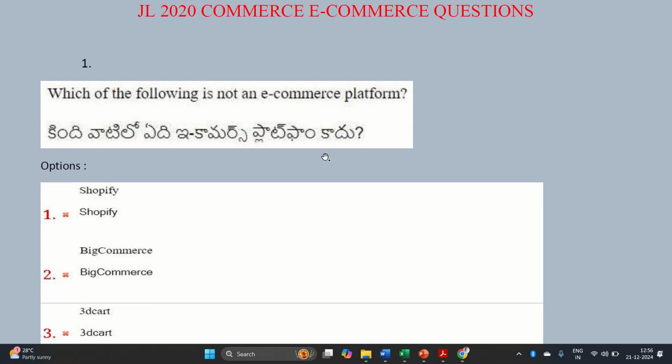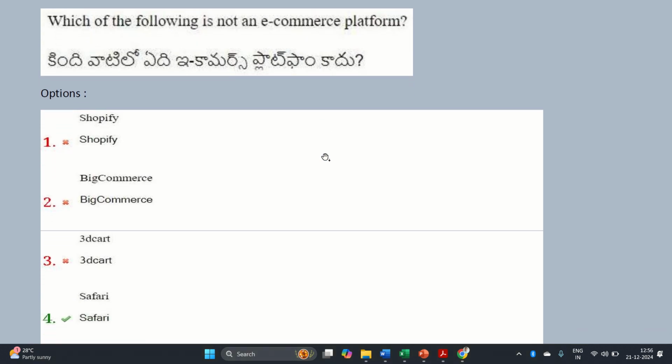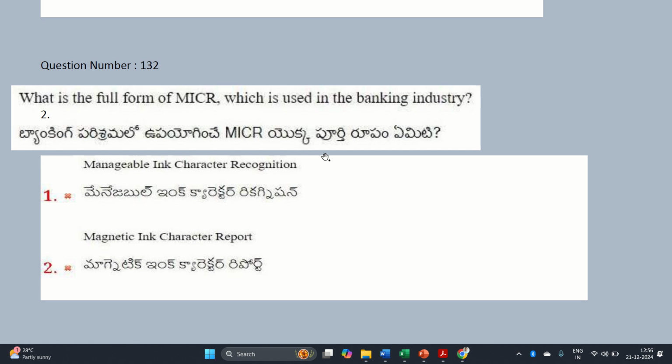Okay, next, e-commerce questions. Which of the following is not an e-commerce platform? Safari, Shopify, BigCommerce, 3dcart. These are all e-commerce platforms except Safari. Safari is a web browser, I think so.